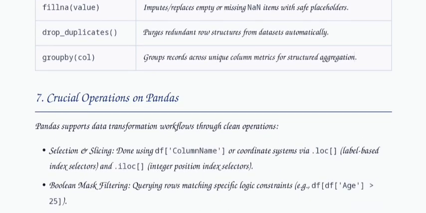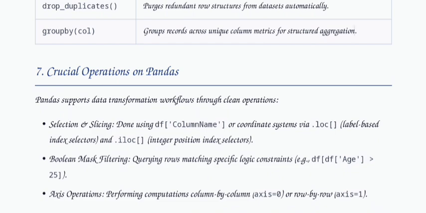Next, the crucial operations on Pandas. It supports data transformation workflows through clean operations. Selection and slicing is done using the column name or coordinate systems via .loc, label-based index selectors, and .iloc, integer position index selectors. Boolean mask filtering is querying rows matching specific logic constraints. An example is given here. Axis operations perform computations column by column or row by row, along axis 0 or axis 1.